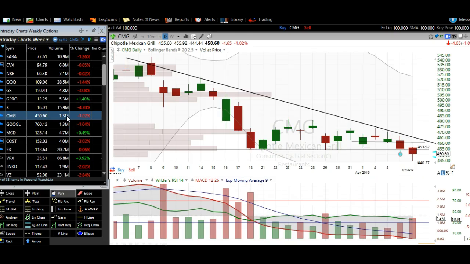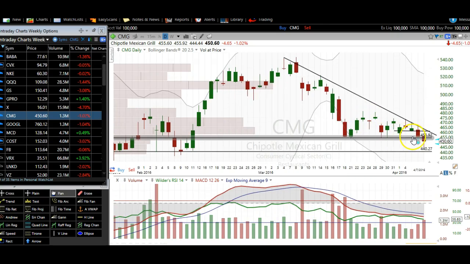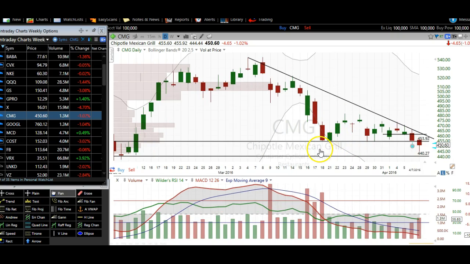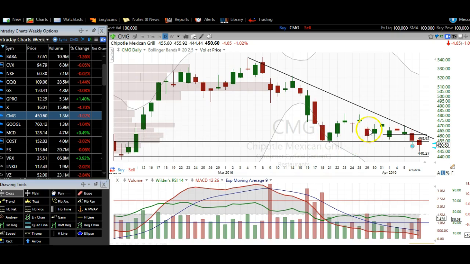Next, I'm going to cover Chipotle. Chipotle, we've got a trend line break right here. Big support at this 454 level right here. The lows of these two candles, this candle, this candle, this candle, this candle right here. So about 5 or 6 days, and then we closed below it by $4 right here.